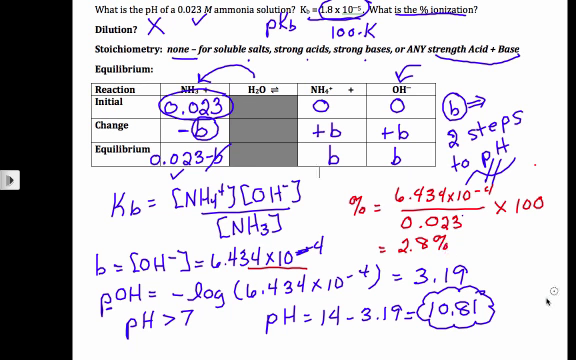Now, I want to caution you here, the reason we don't have tables of percent ionization is percent ionization will vary with the starting amount. Whereas K, remember, is independent of your starting amount of product, and that's why we do it based on that law of mass action or K value.